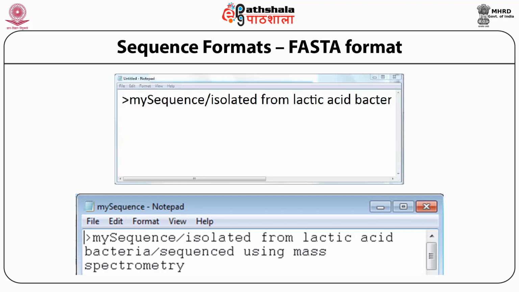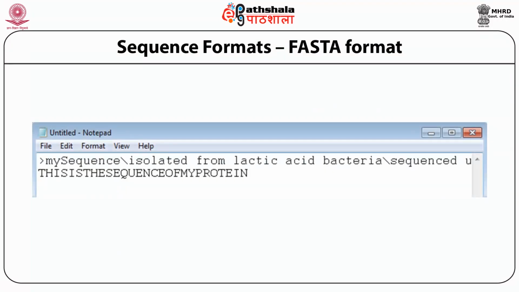After entering this information, press the enter key so that the cursor moves on to the next line. In the next line, which is equivalent to the next paragraph, the sequence of the protein or the nucleic acid is typed as shown. For this protein sequence, this is the sequence of my protein.